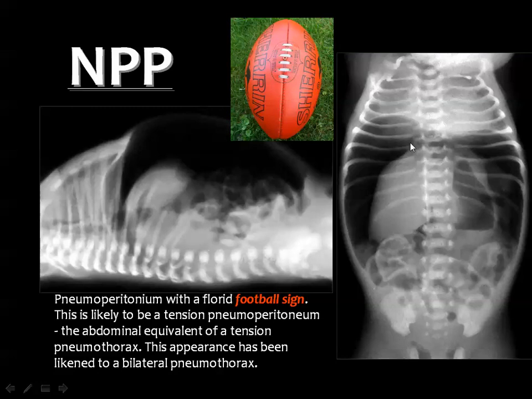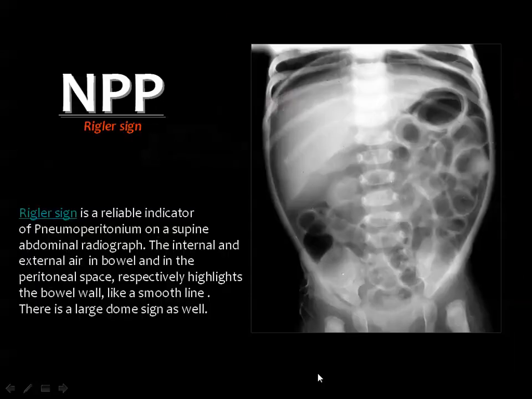And this is almost a configuration which you can simulate to this type of football. Then another sign of pneumoperitoneum is known as the Rigler sign. Rigler sign means that you are able to see the wall of the bowel. Usually you are not able to see the wall of the bowel because air is only present inside the bowel. But if you are able to see the wall of the bowel, this means that there is air inside and air outside. This is known as the Rigler sign.